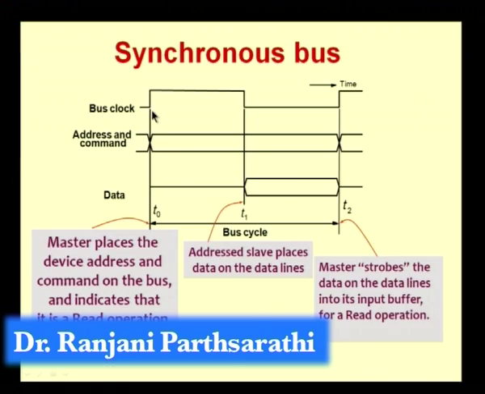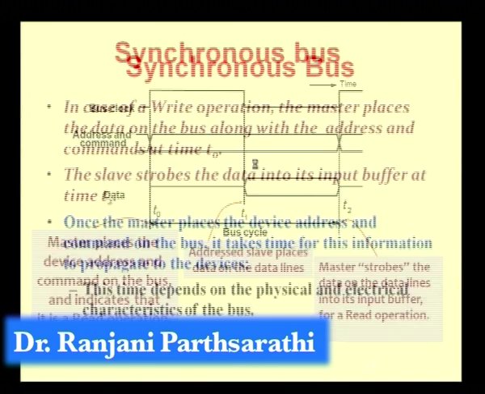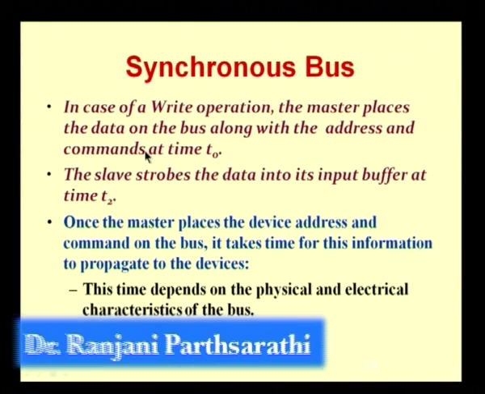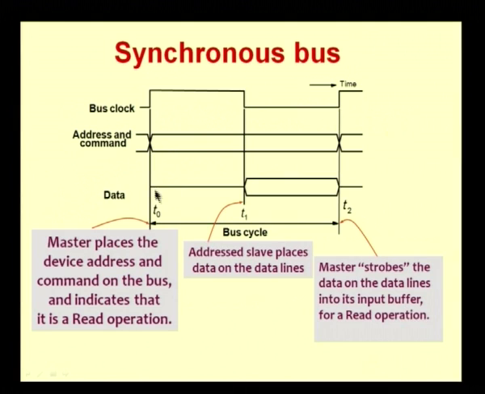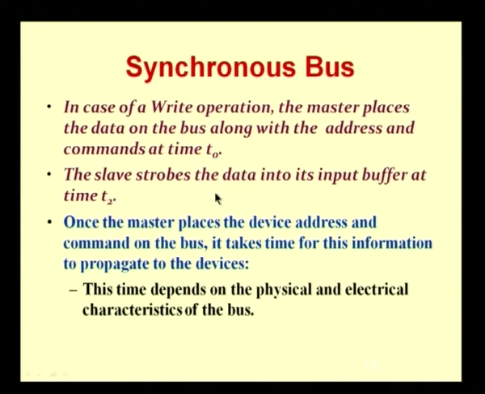So, we were just looking at how data transfer takes place on a synchronous bus. We looked at how a read operation can take place. Similarly, let us look at how a write operation would take place. In the case of a write operation, what is it that is to happen? The master will place the data on the bus along with the address and the commands at time t naught. That is, at this time t naught, not only the address and command, but the data also will be made available.